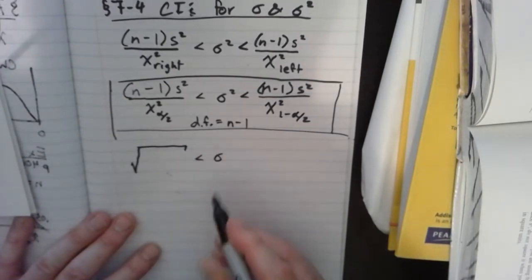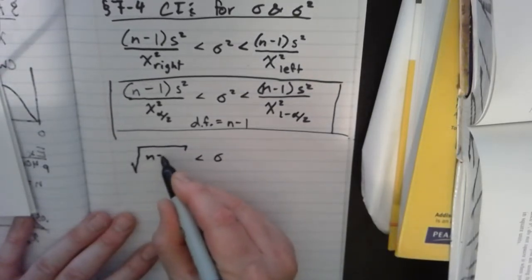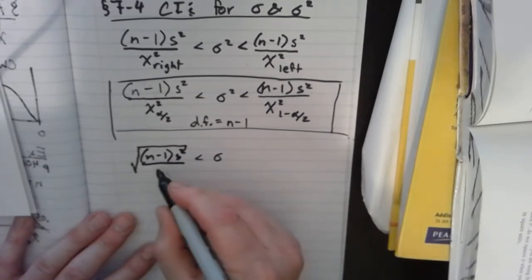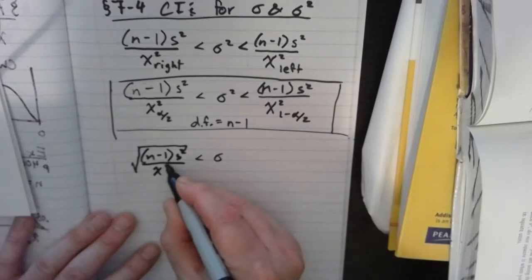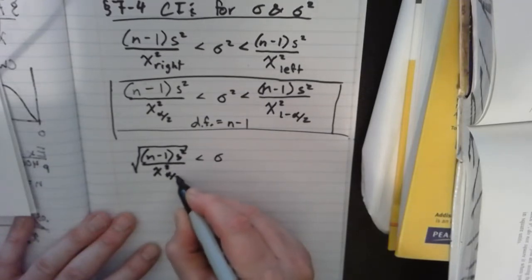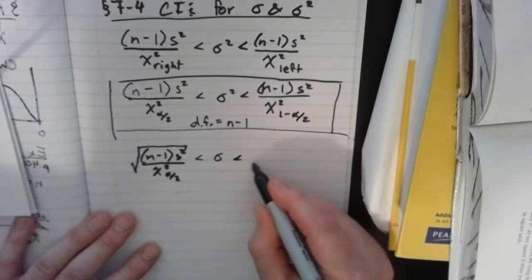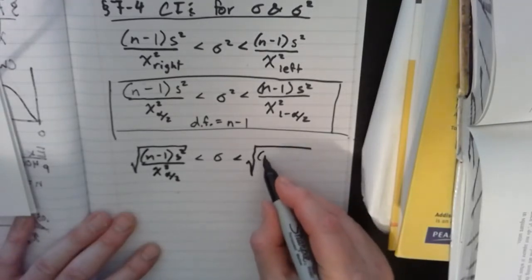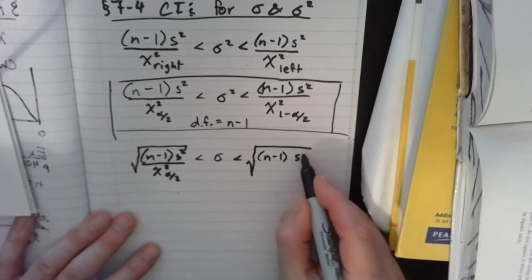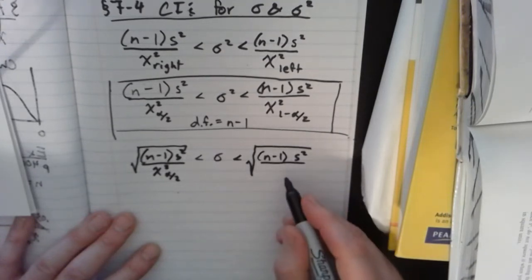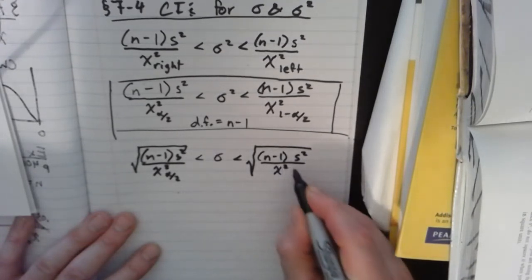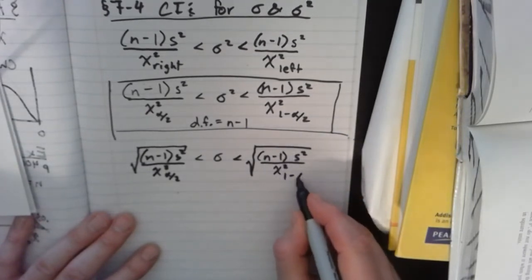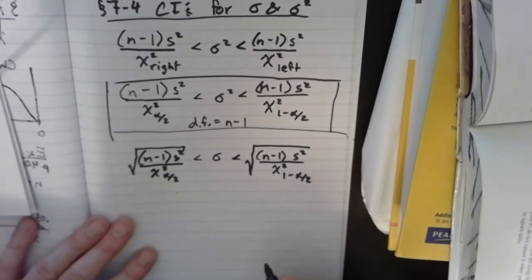So on this side, it's going to be the square root of the whole thing, n minus 1 times s squared, all divided by chi squared subscript alpha over 2. Okay, and then on this side here, we have basically the same looking structure, n minus 1, s squared, all divided by a chi squared. What is this chi squared? It's the large decimal, 1 minus alpha over 2. Okay.